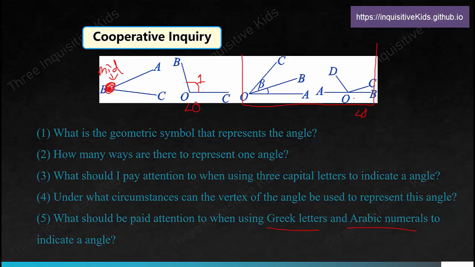And what should be paid attention to when using Greek letters and Arabic numerals to indicate an angle? Well, what should be paid attention to? So Greek letters, just be clear with them. Be clear with them when you're indicating.